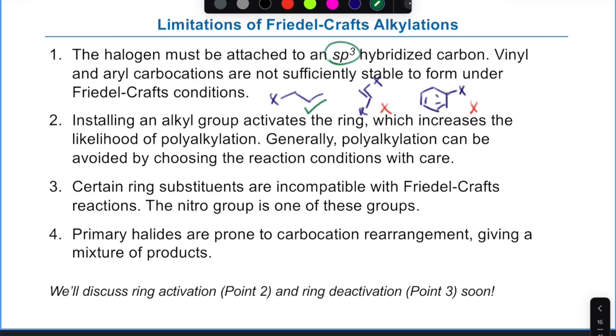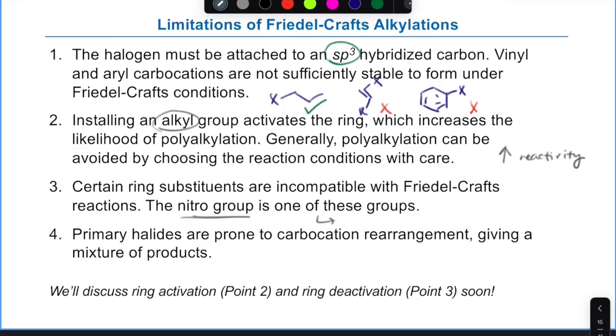And what we're going to cover later is if you install an alkyl group, you're actually increasing the reactivity of your aryl ring, and so getting monoalkylation is super difficult. You're likely going to increase the reactivity of your ring, and then that will react with more of these species in the solution rather than having another undecorated benzene ring reacting. So another thing to consider is if you have other substituents on your ring that are incompatible with these reactions. So the nitro group is one of them, probably just because it's super deactivating, which again we'll cover later.